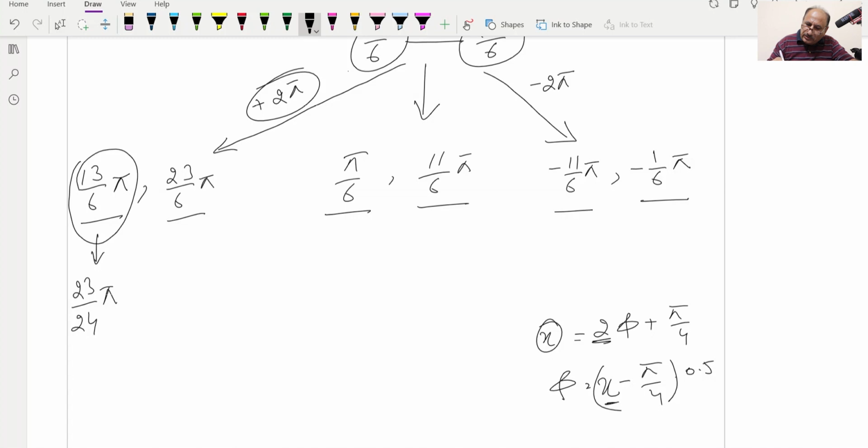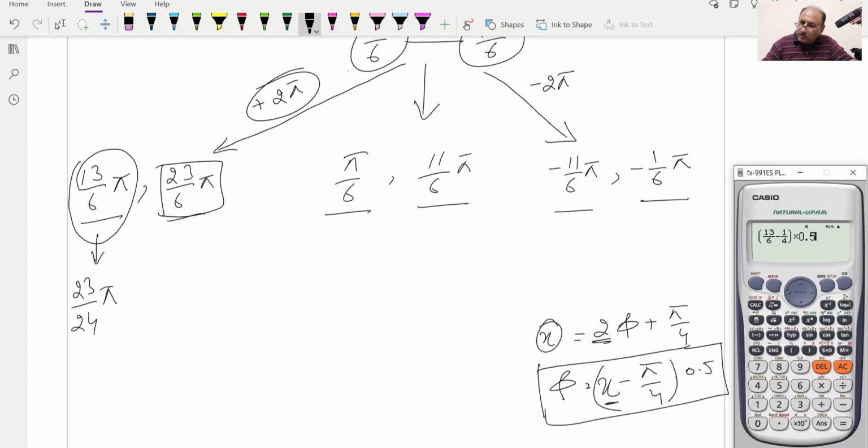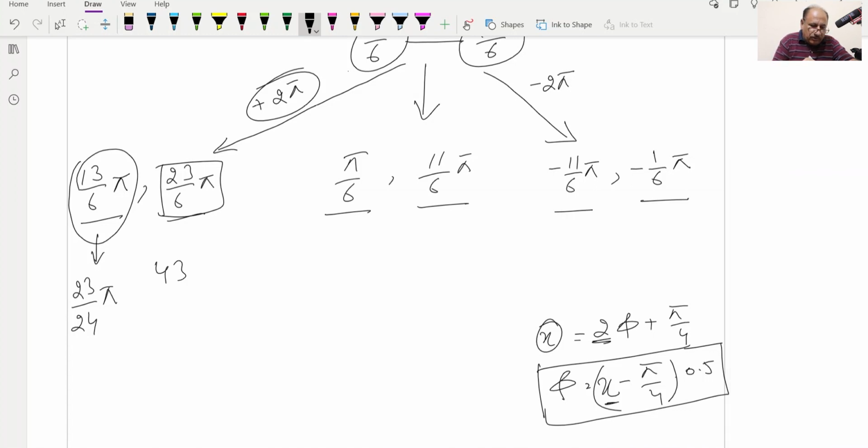Similarly, in this I will be replacing other values. Next value is this one, 23 over 6. So I will go to this calculation, and instead of 13 I will make it 23, and the rest I will keep everything the same, and I will get 43 over 24 pi.